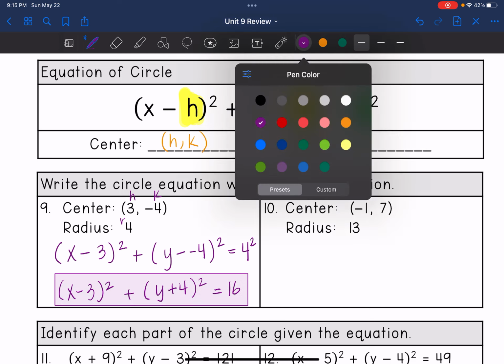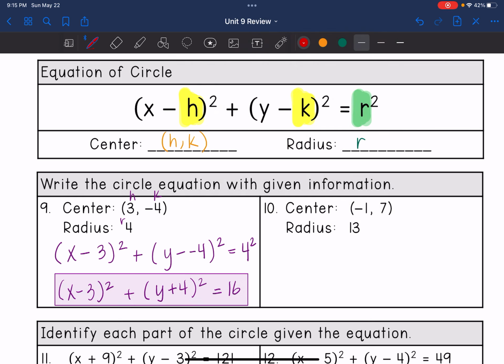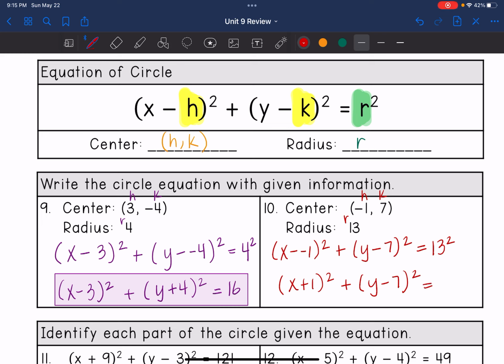Okay, let's do another one. So here's h, k from the center, and then r is that radius. So (x minus negative 1) squared plus (y minus 7) squared equals 13 squared. So that double negative is going to turn to a plus sign, x plus 1. This can stay y minus 7, and 13 squared is 169.